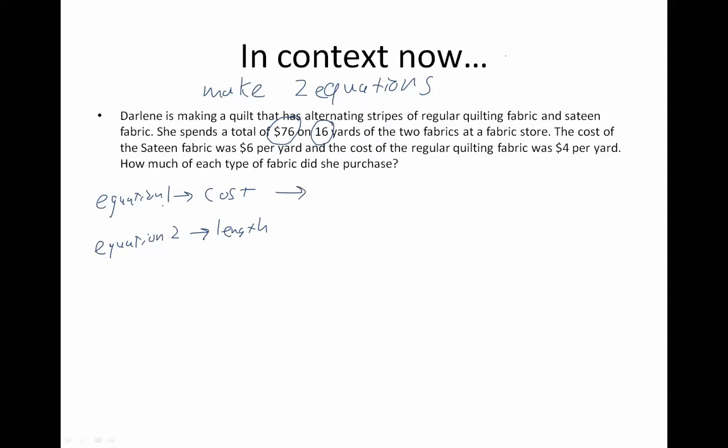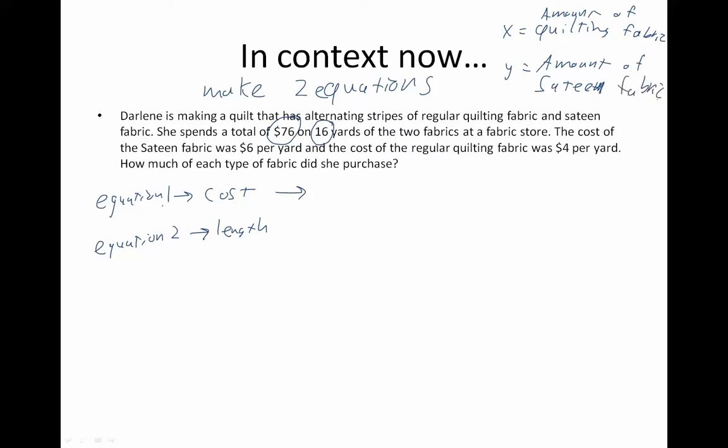First, let's define a couple of variables here. The two things we're finding are how much of each type did she purchase. So we're going to have two variables here. The first is going to be the amount of quilting fabric she purchased. And then we've also got the amount of the sateen.